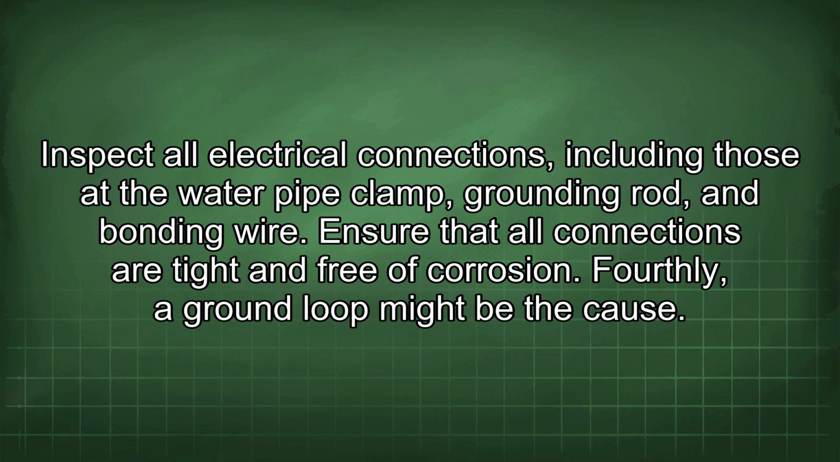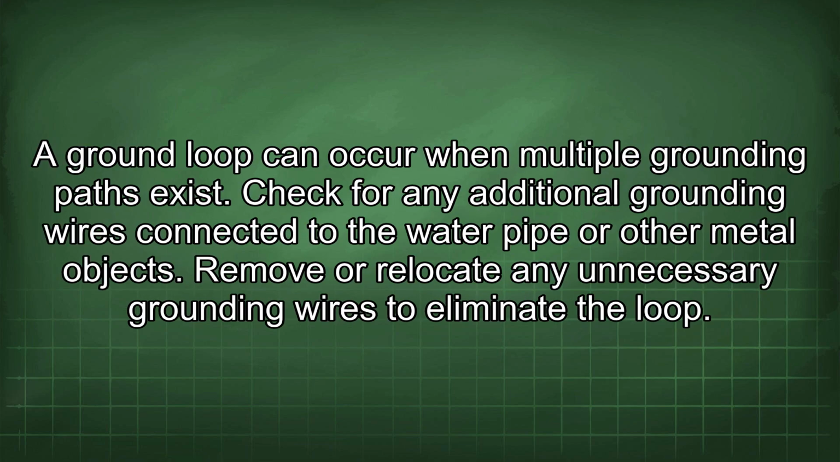Fourthly, a ground loop might be the cause. A ground loop can occur when multiple grounding paths exist. Check for any additional grounding wires connected to the water pipe or other metal objects. Remove or relocate any unnecessary grounding wires to eliminate the loop.